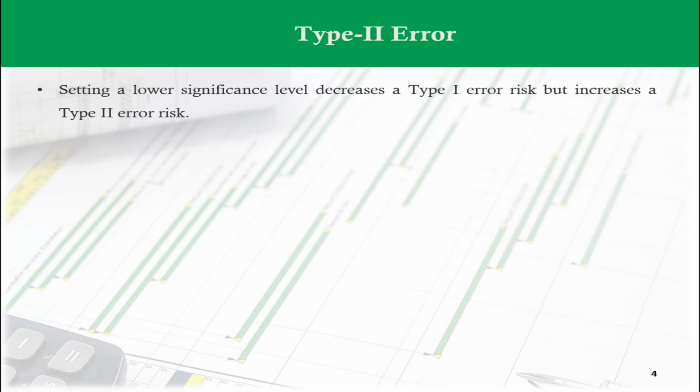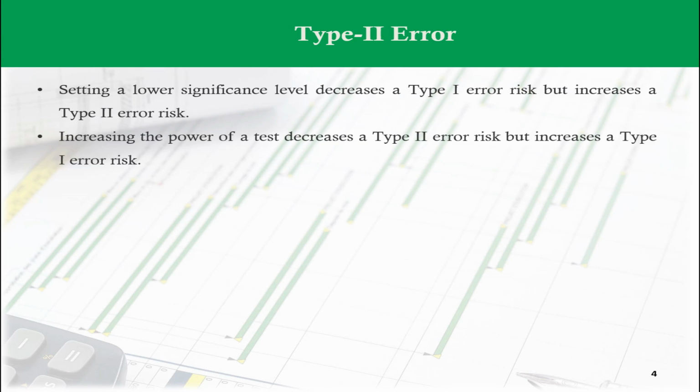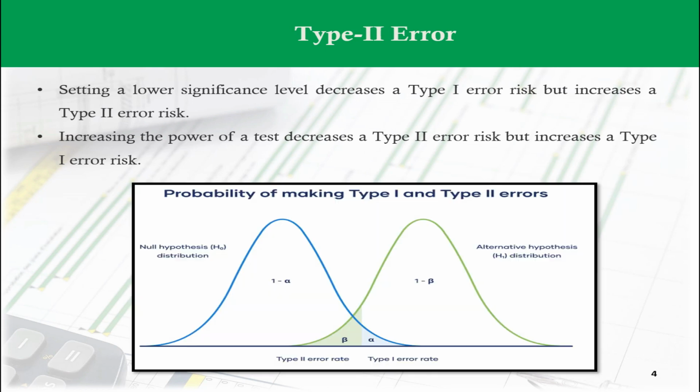Setting a lower significance level decreases a Type 1 error risk, but increases a Type 2 error risk. Increasing the power of a test decreases a Type 2 error risk, but increases a Type 1 error risk. This trade-off is visualized in the graph below.